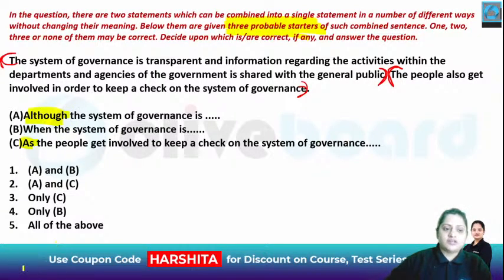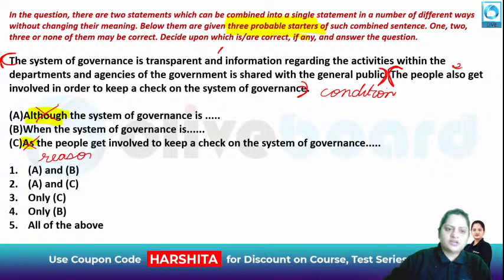The first thing you will check here is the relationship between sentence 1 and 2. What is the relationship they are sharing, 1 and 2? This is condition. When this happens, it's like a condition. So you can't say contrast, although it's cancelled. You are not giving reason, as is cancelled here. The final answer will be only B.